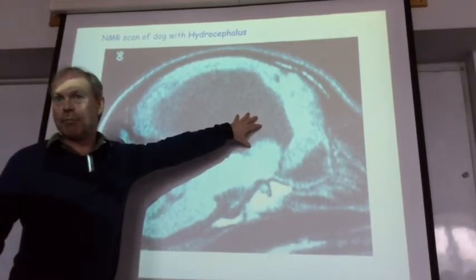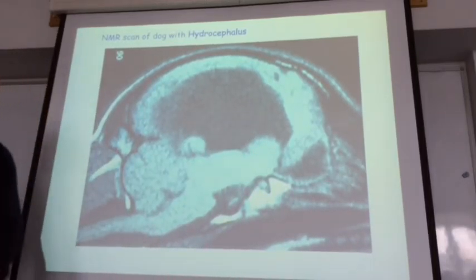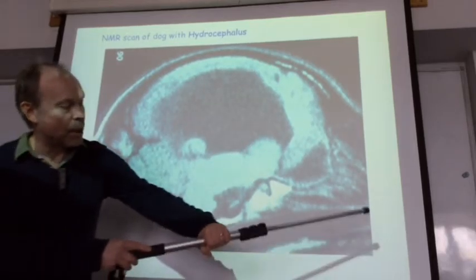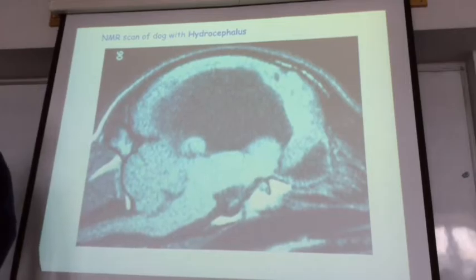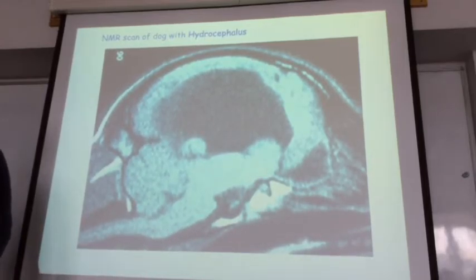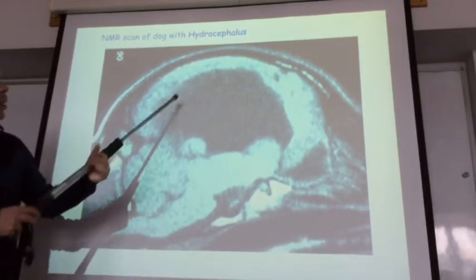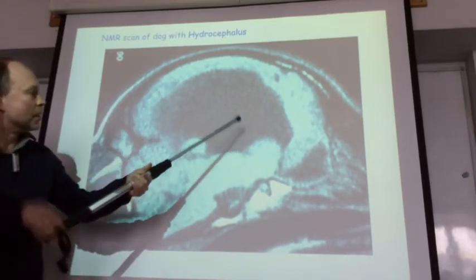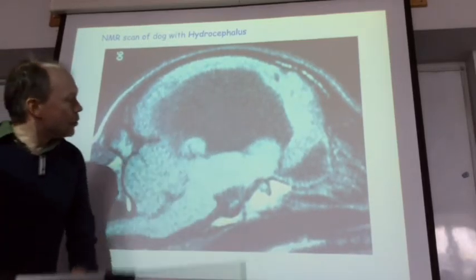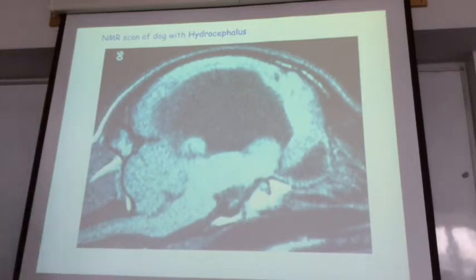In people, they sometimes bypass it with a bit of plumbing, a tube that goes from one bit over and drains into the spinal cord, but I've not seen that done with animals. With animals, it's more like trying to restructure the skull to make more room. So that's the most common thing you see go wrong with that.